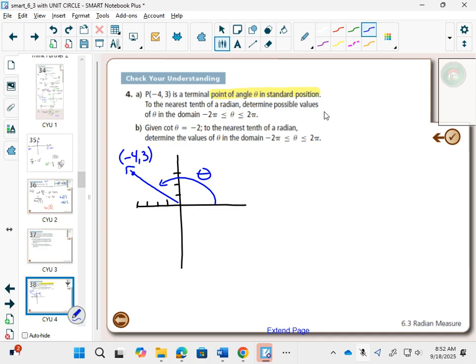And then from that point, we always make a triangle, because trigonometry involves triangles, with the nearest x-axis, so we can label our reference angle. Remember, your reference angle is always the angle to the nearest x-axis. And this triangle, you can label. You know this side is 4, and this side is 3.